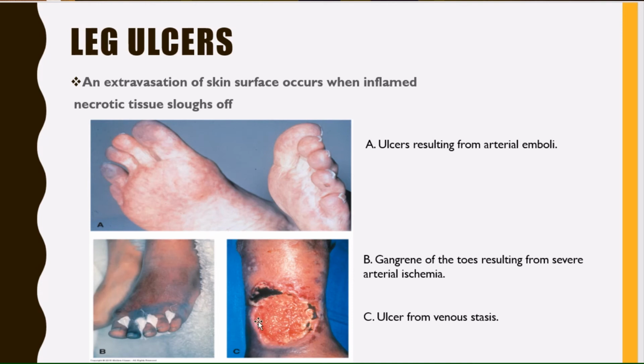Then this is a venous stasis ulcer. So you can see that it's red. There is blood supply, but the problem is blood returning to the heart with the venous disease.